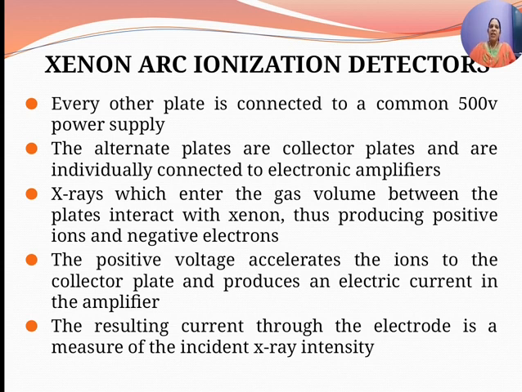X-rays which enter the gas volume between the plates interact with xenon, thus producing positive ions and negative electrons. The positive voltage accelerates the negative electrons to the collector plate and produces an electric current in the amplifier. The resulting current through the electrode is a measure of the incident X-ray intensity. So when you measure the current, it gives you the measure of the incident X-rays.